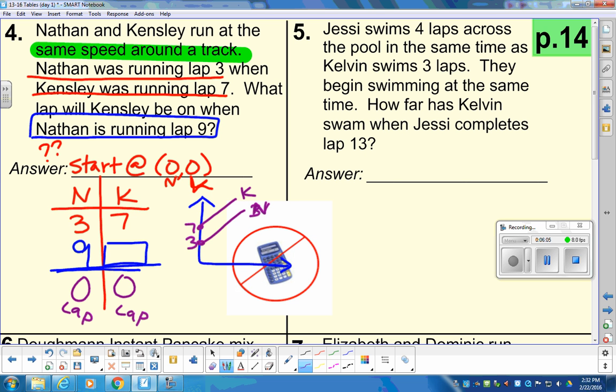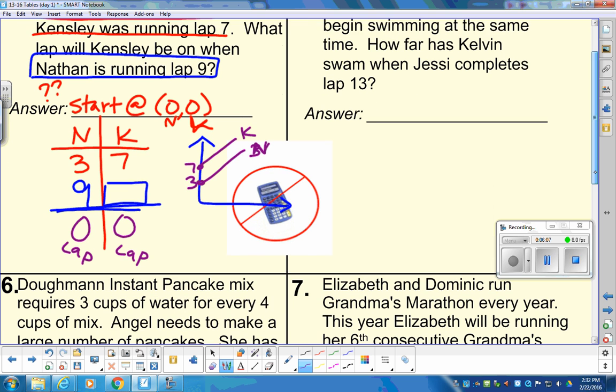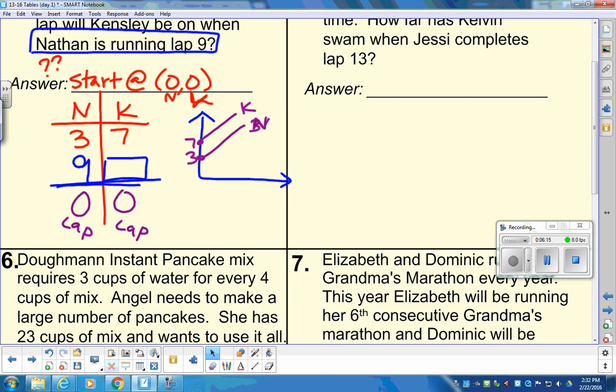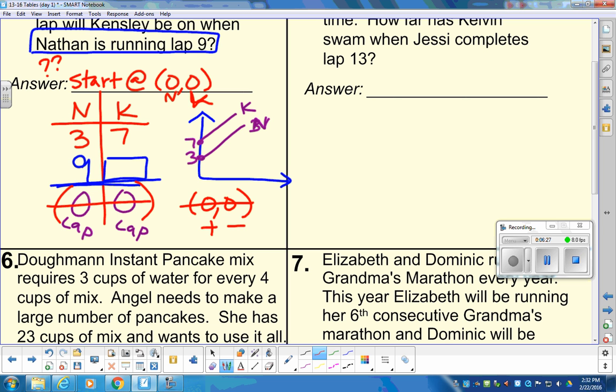So here's our first experience in 8th grade where it's not proportionate. We did not experience this last year in 7th grade. Now it says no calculator, so we're going to be doing our work without a calculator here. So we're going to say, well, what's true? Well, it's not 0, 0. They didn't start in the same place because they're running at the same speed. So not 0, 0. And when that happens, you have to add or subtract in the table.